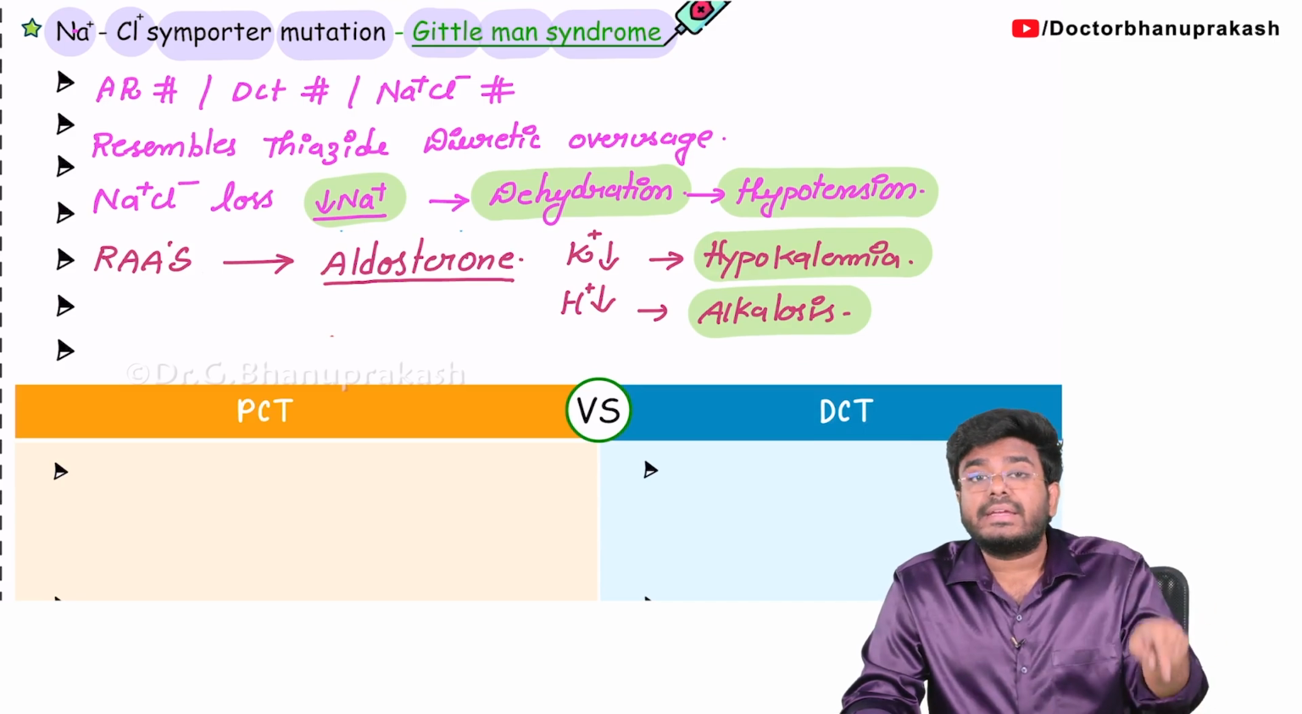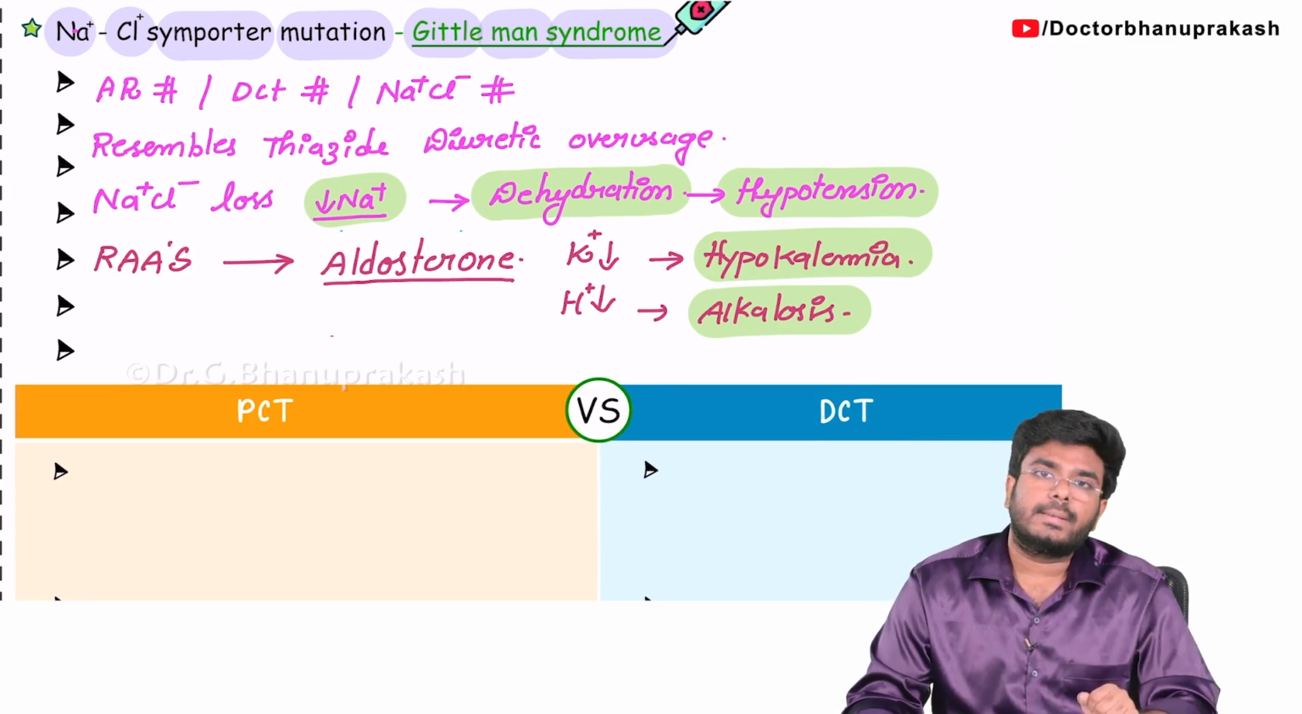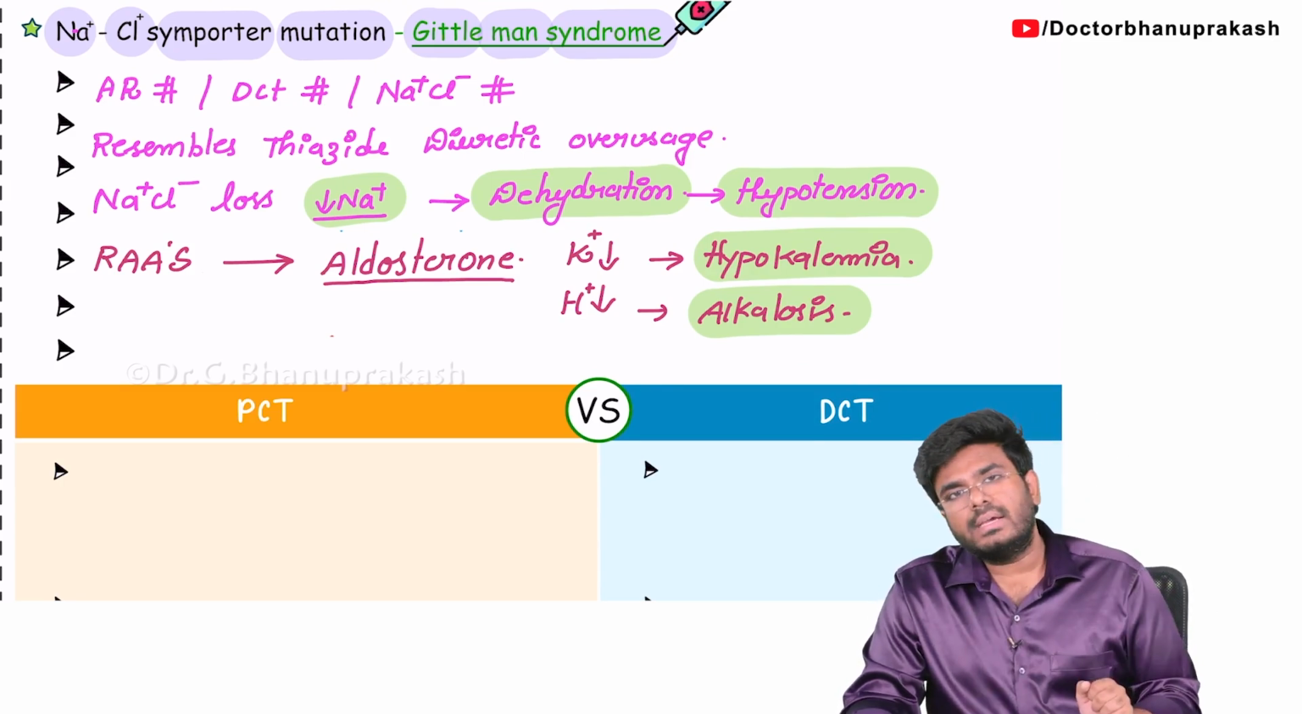In Bartter there is renal rickets. In Bartter there are kidney stones. But here no such things are there. So what else do you have to know in Gitelman syndrome?